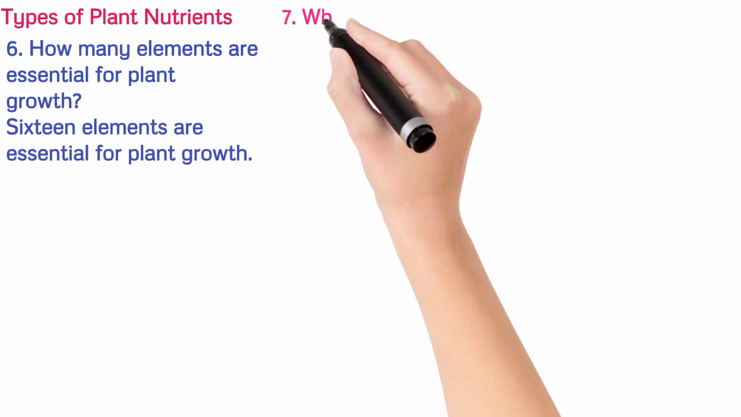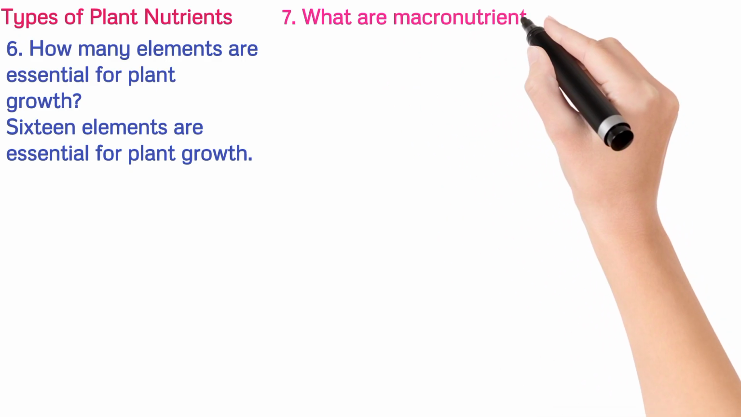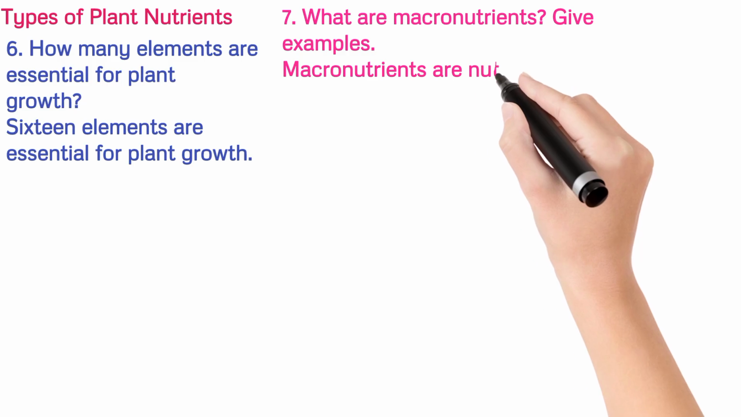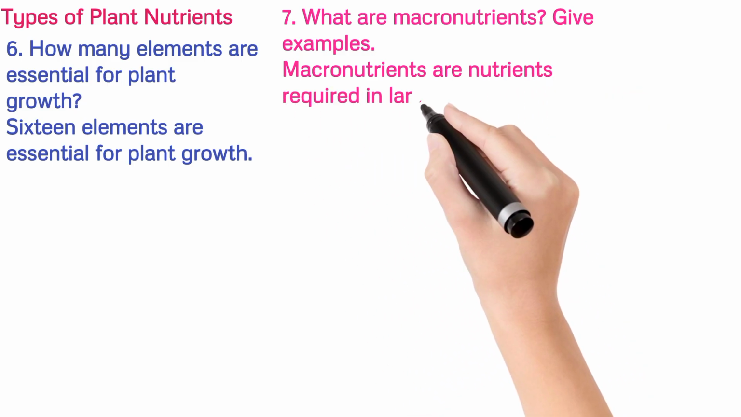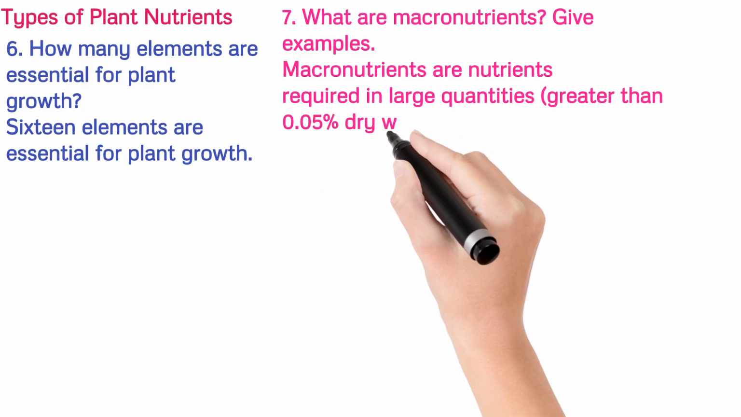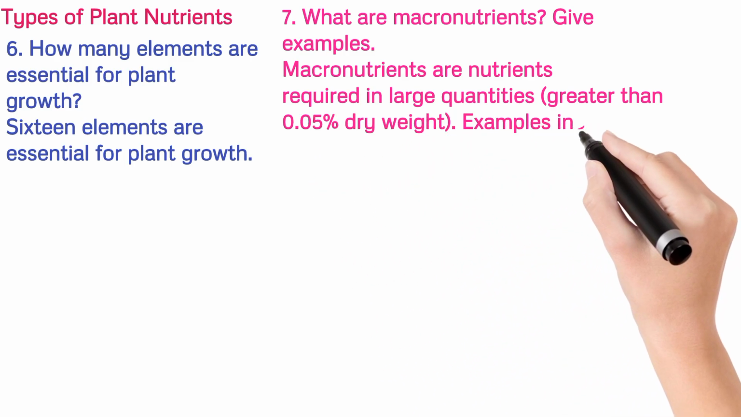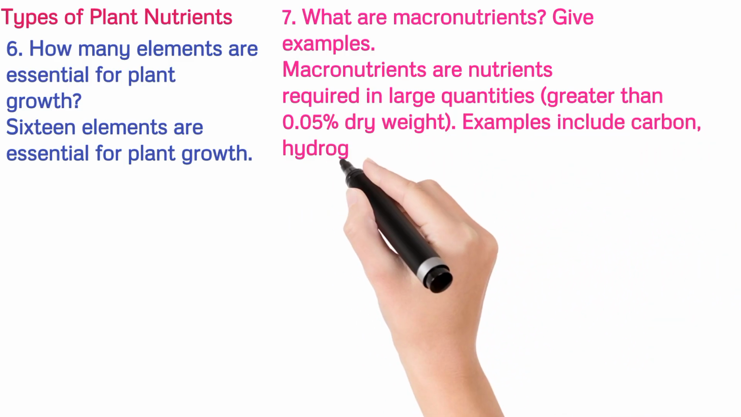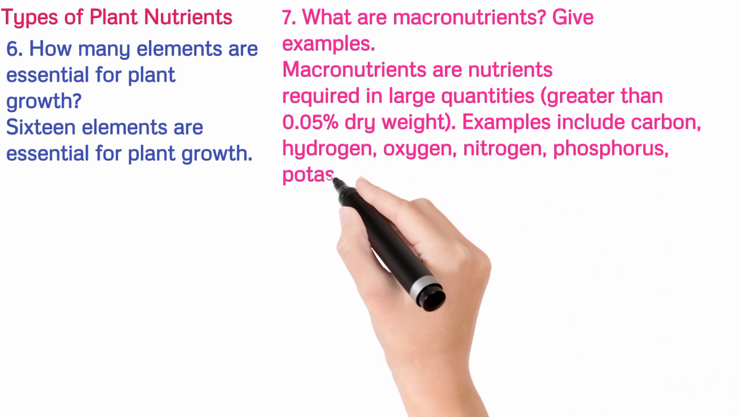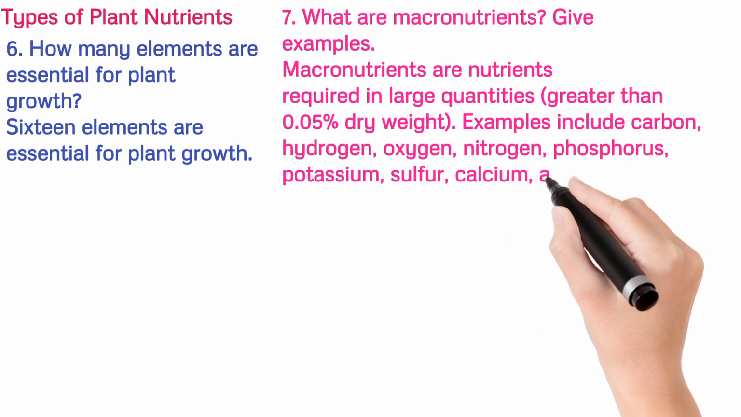7. What are macronutrients? Give examples. Macronutrients are nutrients required in large quantities, greater than 0.05% dry weight. Examples include carbon, hydrogen, oxygen, nitrogen, phosphorus, potassium, sulfur, calcium, and magnesium.